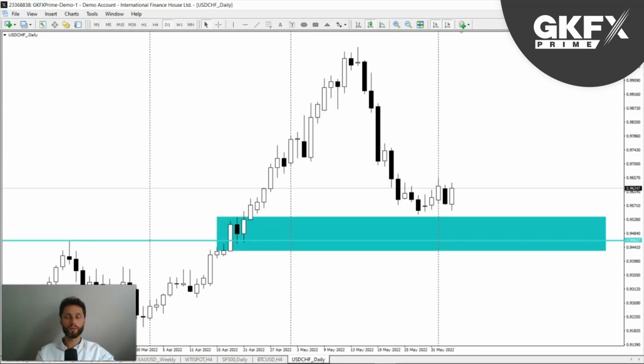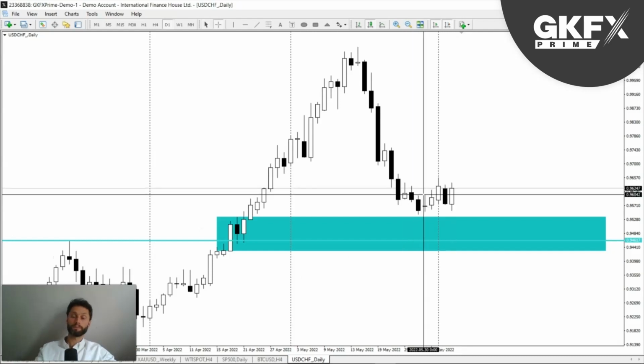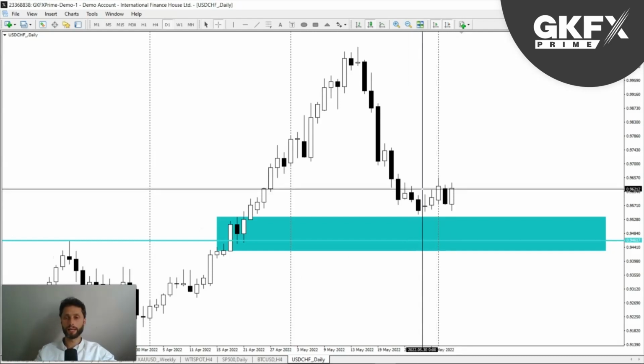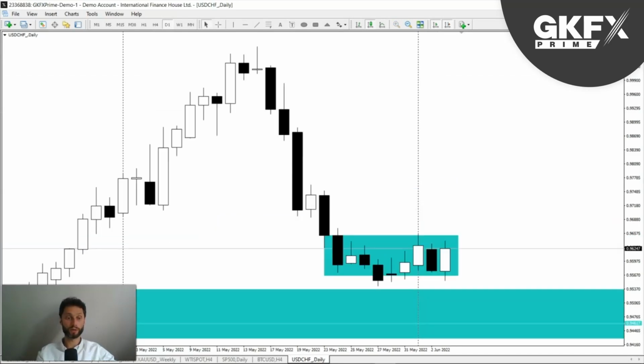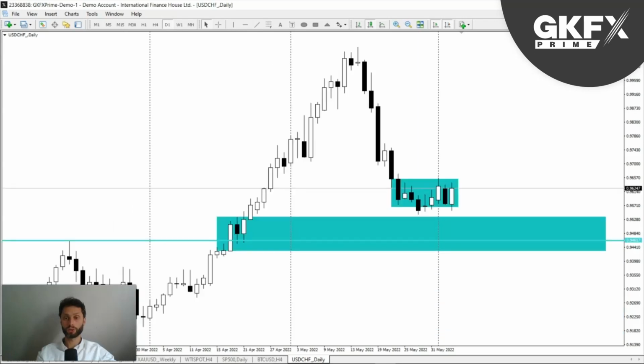Now if you look on the daily time frame, we can see that the last few days have really been in a ranging environment, and there's a little bit of uncertainty which direction the market could go. So I would say let's see what happens, play it out. We may see a bit of a push higher.